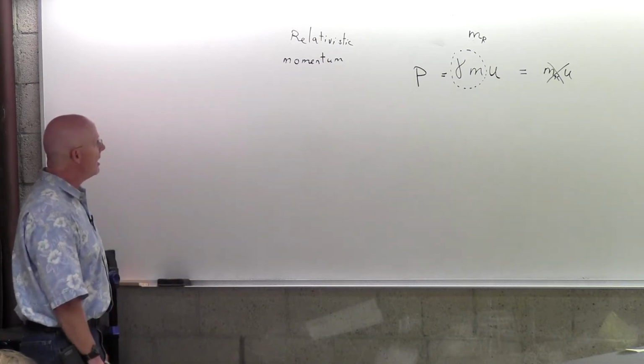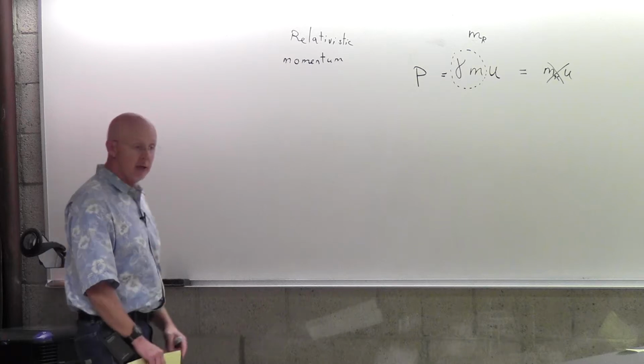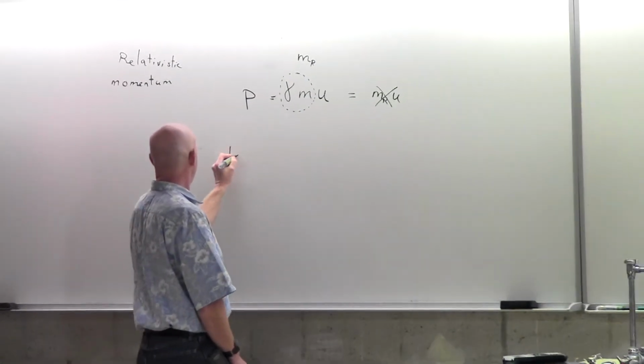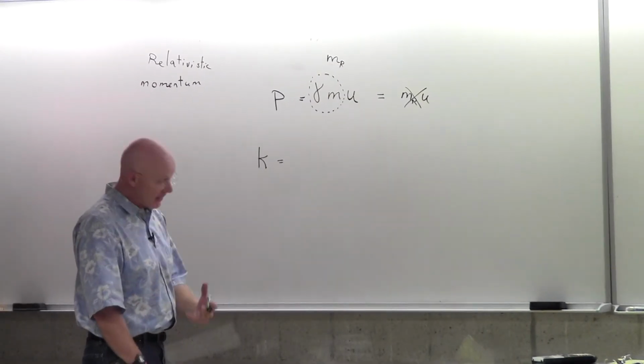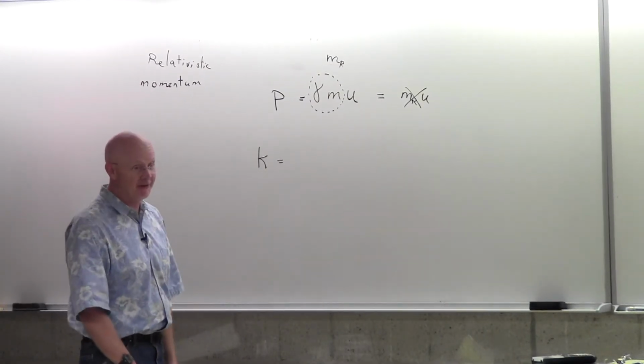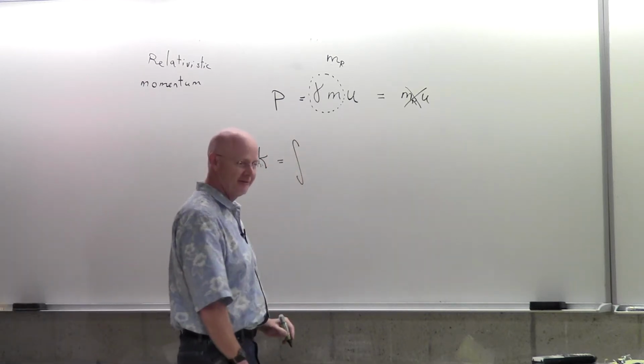Now, with that said, let me take you back to Physics 121. How do we get kinetic energy? Okay, how do we get there? It did come out to be 1/2 mv squared. We did an integral.